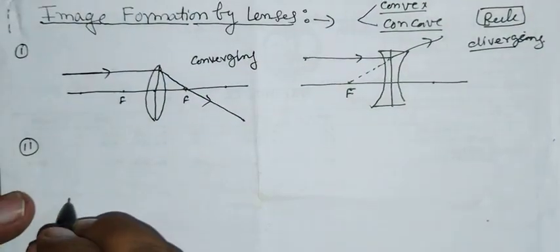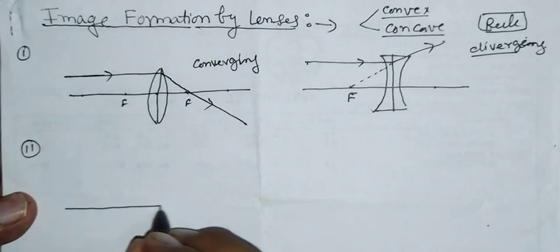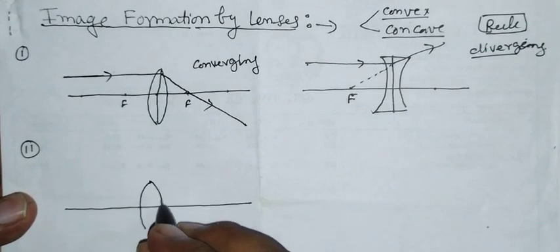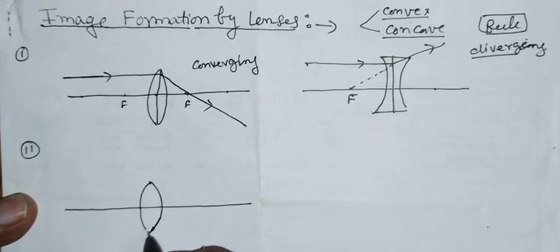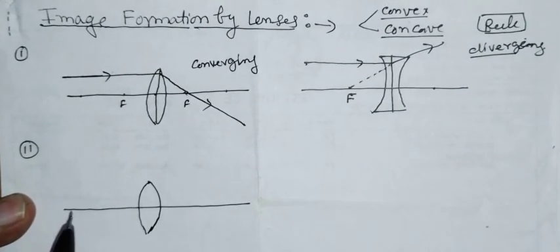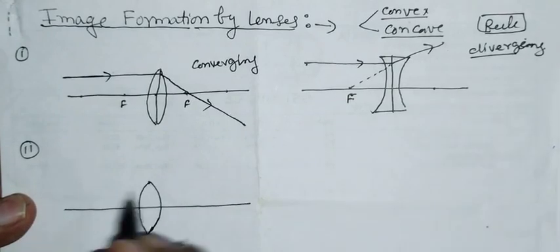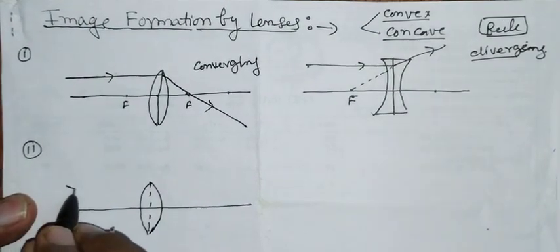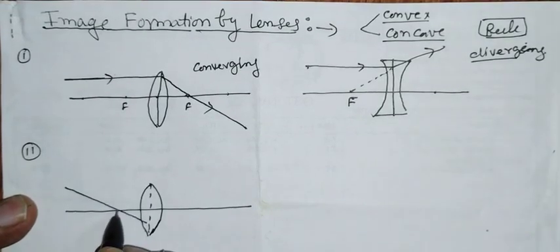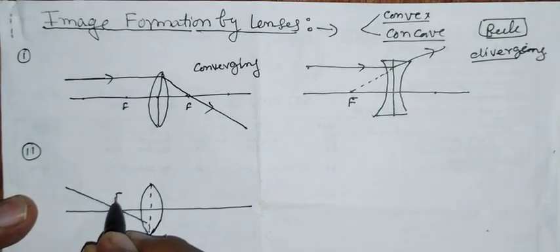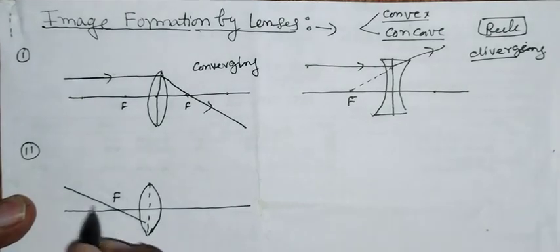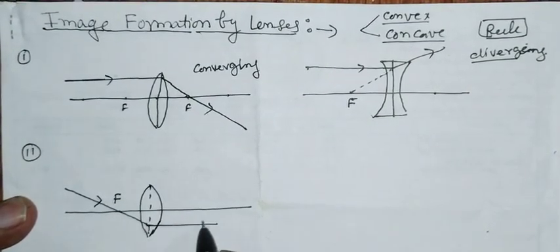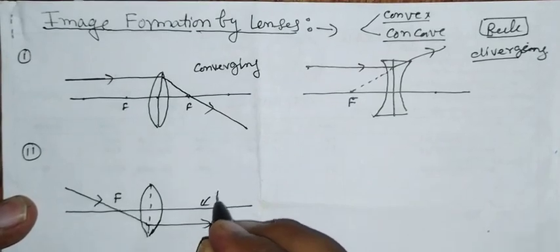Number two, the rule number two is this: in case of a convex lens, if any ray of light passes through the focus, it becomes parallel to the principal axis.